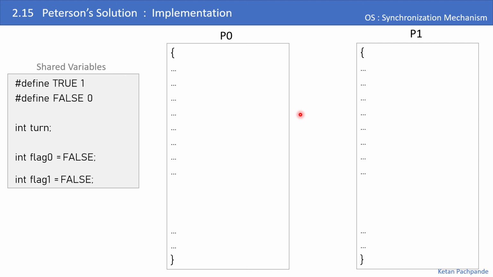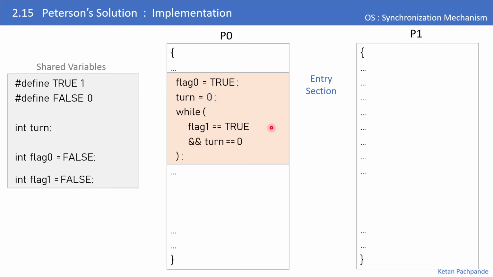What is the implementation of the entry section? Let's look at P0's entry section first. The first statement is where P0 says, I am setting my flag equal to true. The next statement is turn, which indicates that it is now P0's turn to enter into the critical section. So there are two variables P0 has to set in the entry section.